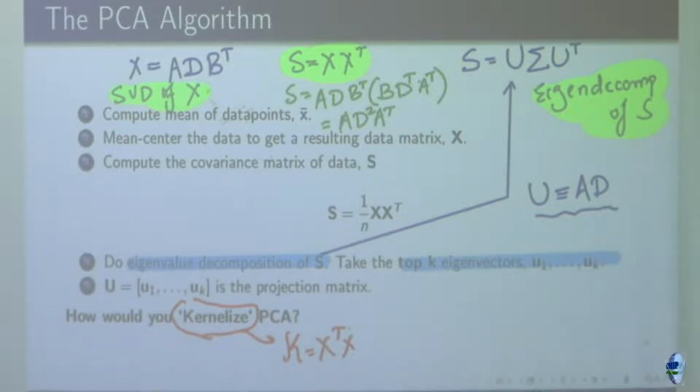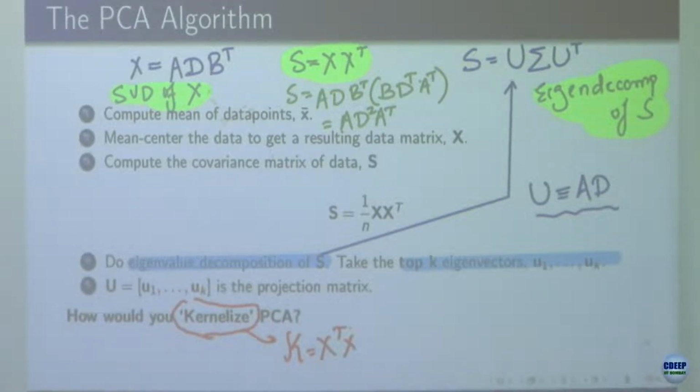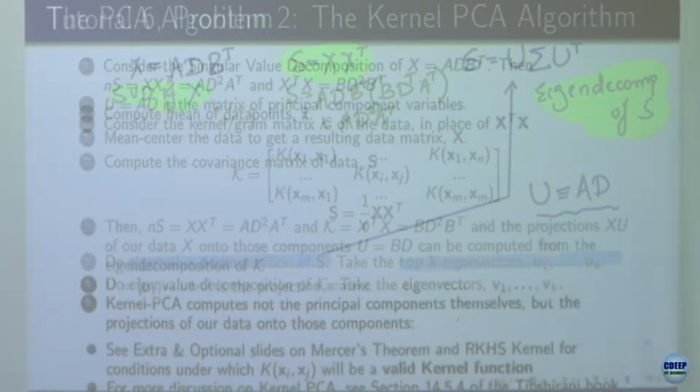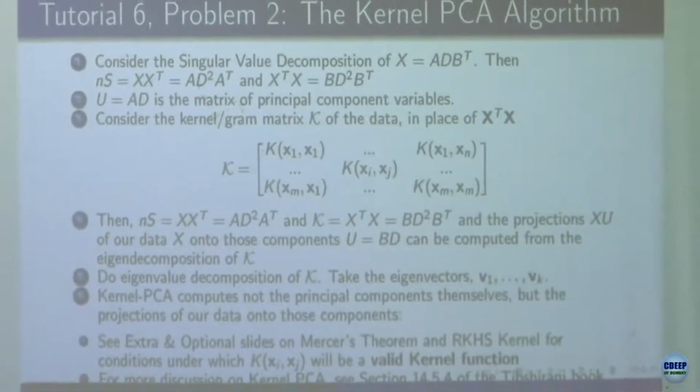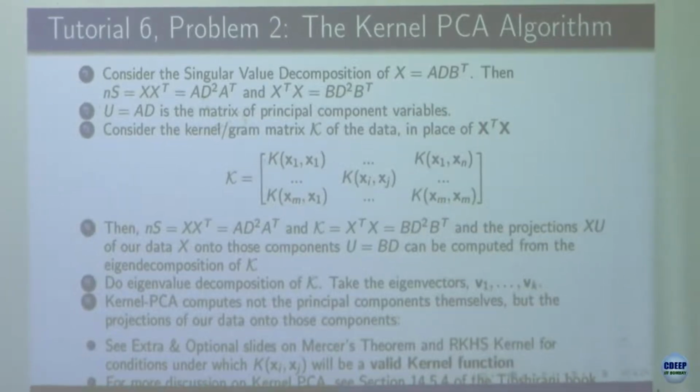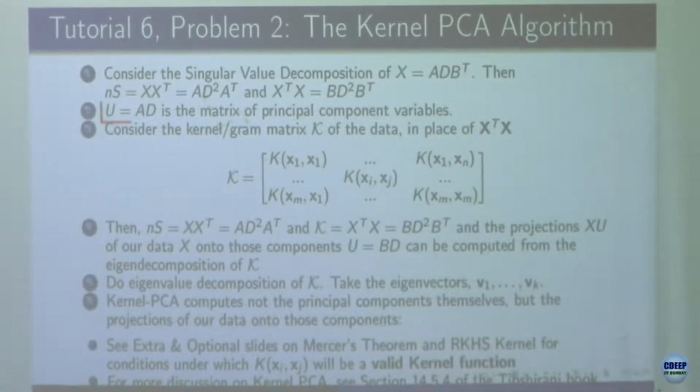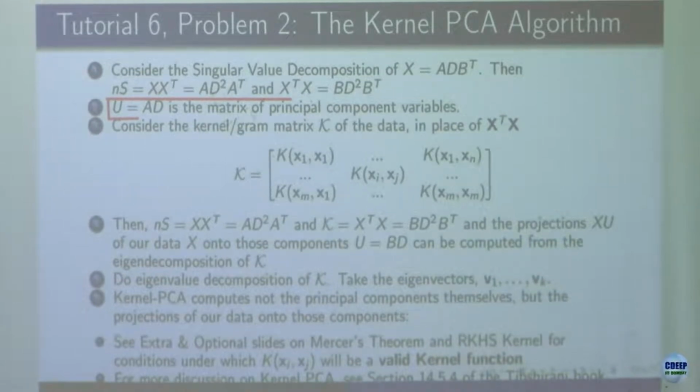Very similarly, I'll get AA transpose as an identity and I should get B D square B transpose. Okay. So this is the foundation of kernelizing. Now I'll give you the basic idea and probably the details you can try and work out in the tutorial itself. So I've kind of summarized it here. So U equals AD. What I have written on the previous slide is a matrix of principal component variables.